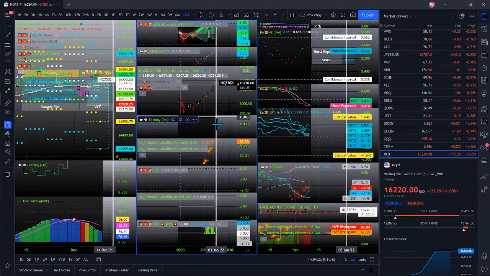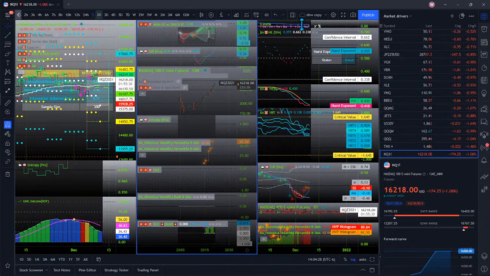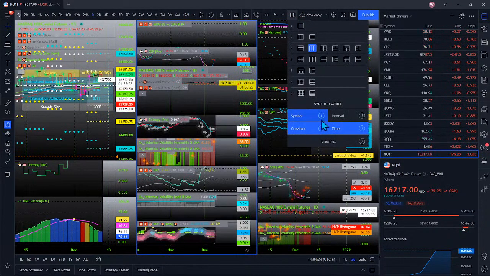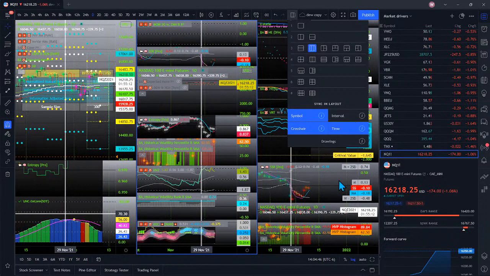A feature of TradingView, once you get the Pro, is that you can have multiple different layouts, and with multiple layouts you can change up the intervals. I could even have the Nasdaq in the middle, the S&P on the left, and the Dow Jones or whatever on that pane if I wanted to.